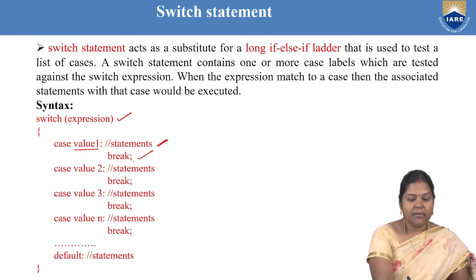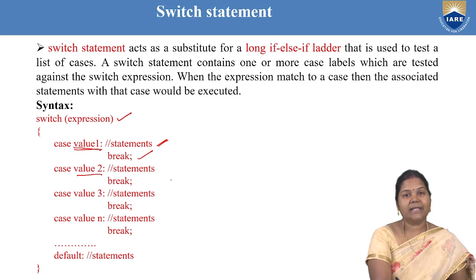Now, if the first case label is not matching, then it will try to match with the second case label and then it will execute the statement. Similarly, if the first and second are not matching, then it will try to match with the third case label and so on. So, like this, you can write n number of case labels. If none of the case labels match the value of the expression, then whatever default statement you have written will be executed.